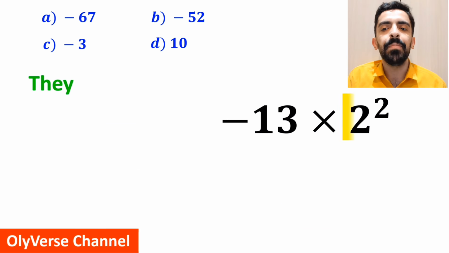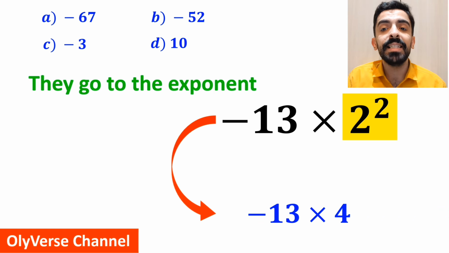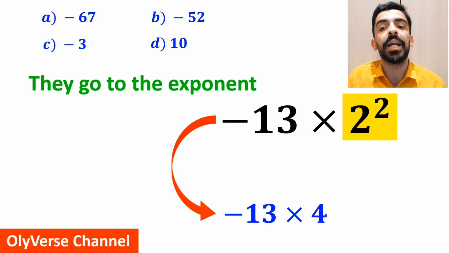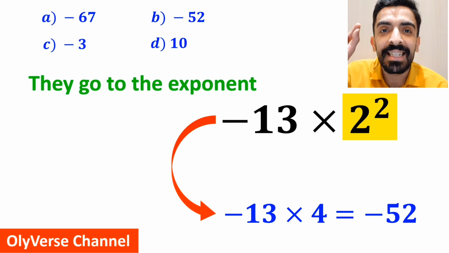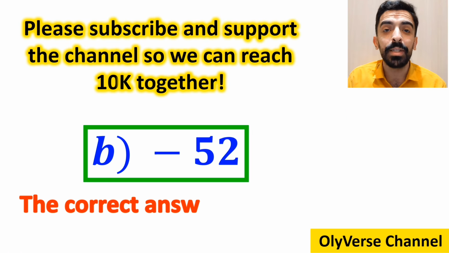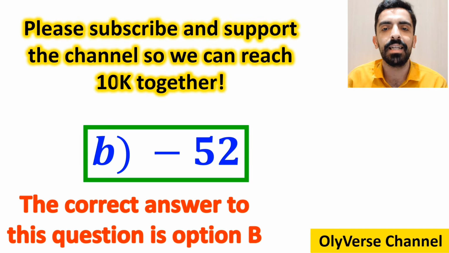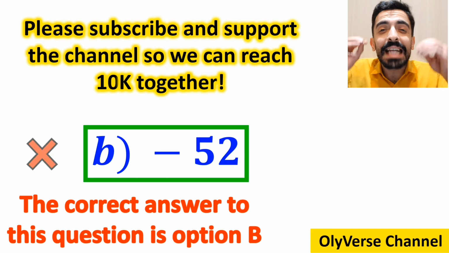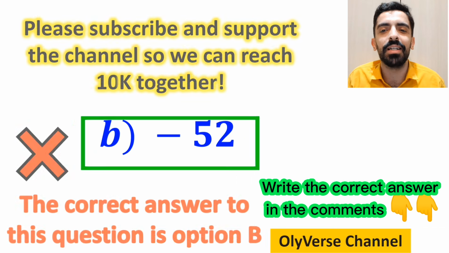And the final step, they go to the exponent and replace this expression with negative 13 multiplied by 4, which finally gives them the answer negative 52. And they conclude that the correct answer to this question is option B. However, this answer is absolutely wrong.